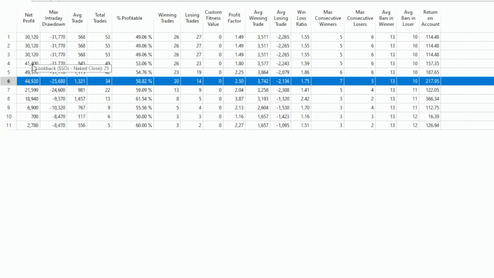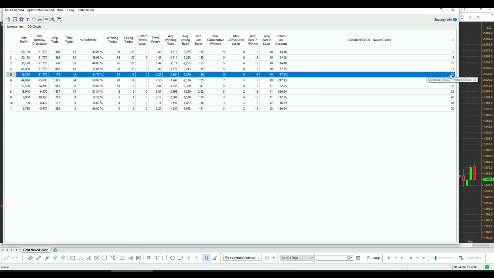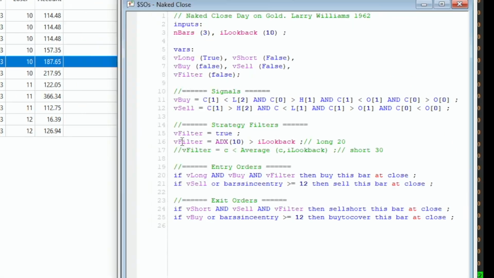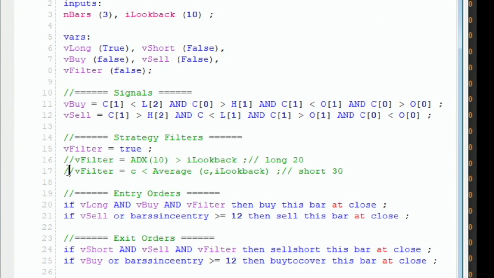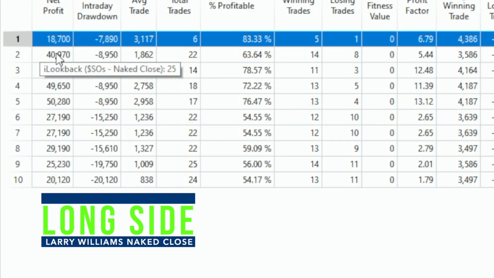It's 25% more profit. And so I can pick this one in the middle. So this is ADX 20. So long 20 for ADX. And now we will test the moving average. And again, here we see significant improvements.